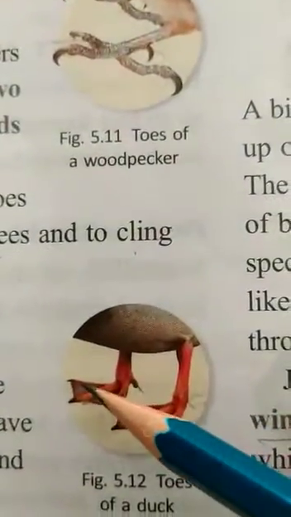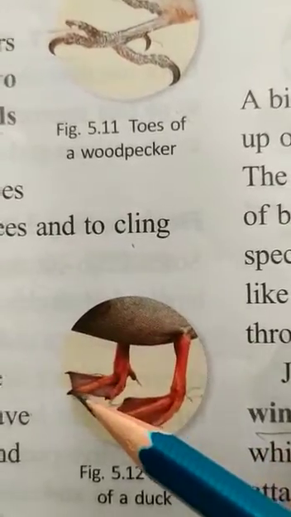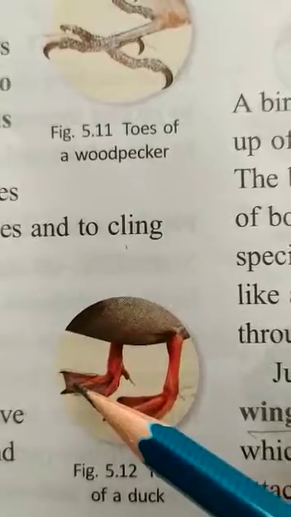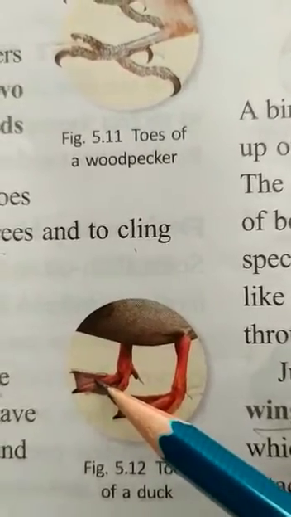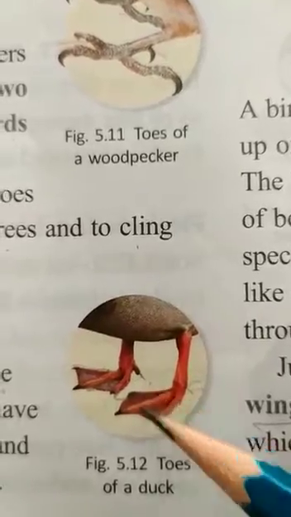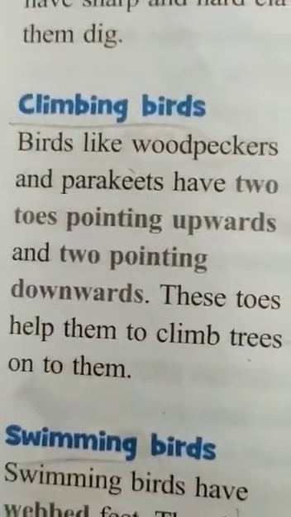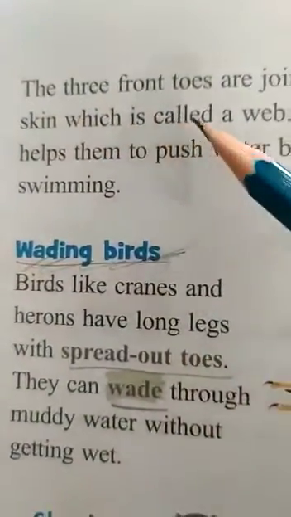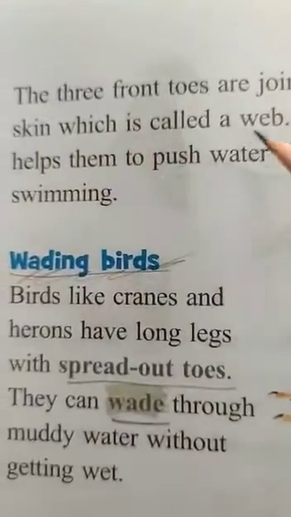Webbed feet is nothing but one claw is joined with another claw with a small thin skin, that is called as webbed skin. That is called as web. Okay. So here, next, children, the 3 front toes are joined by the skin, which is called a web.